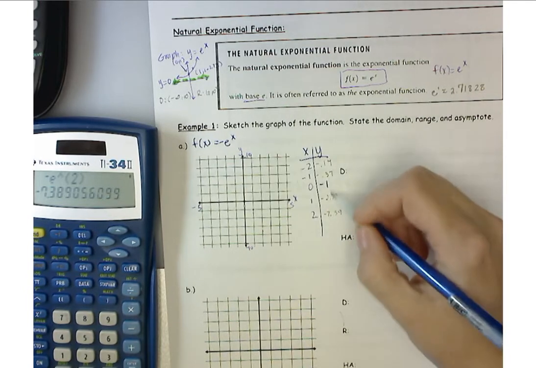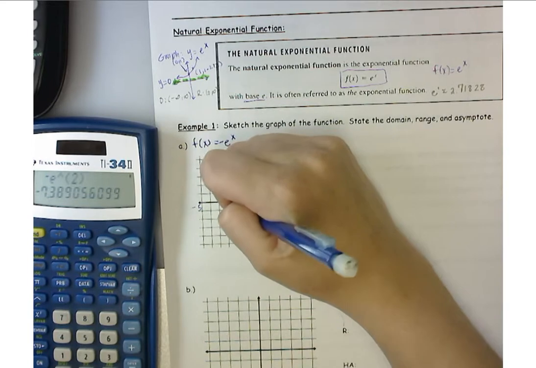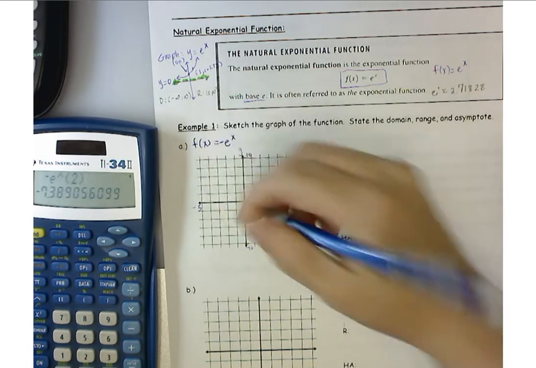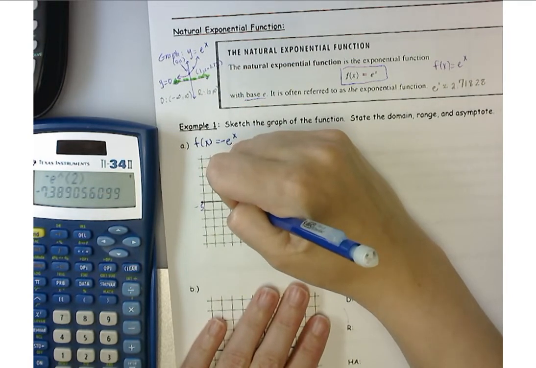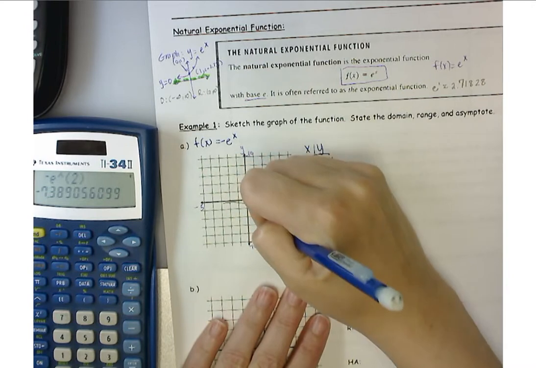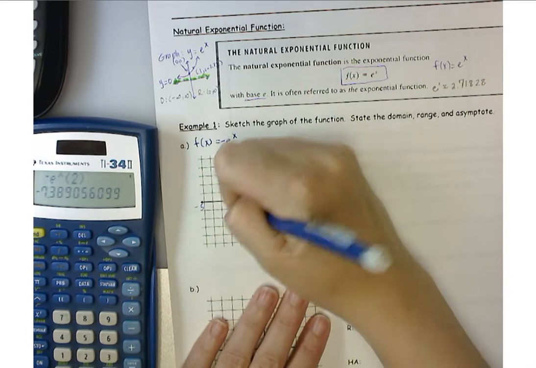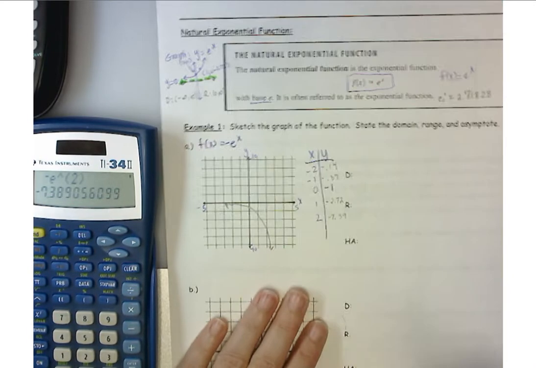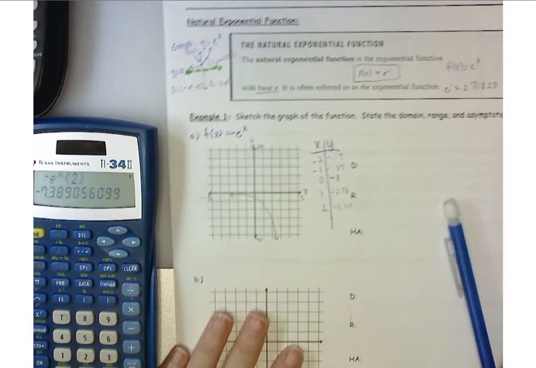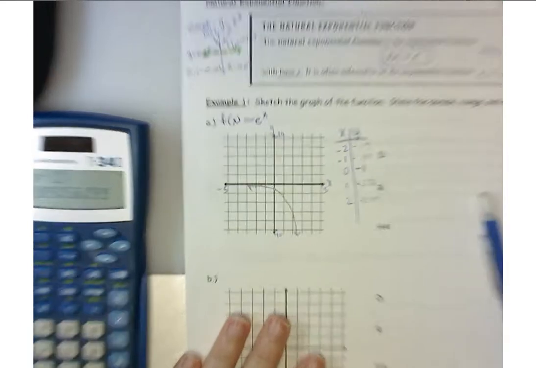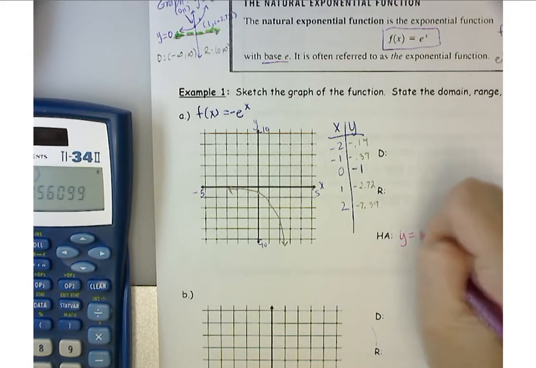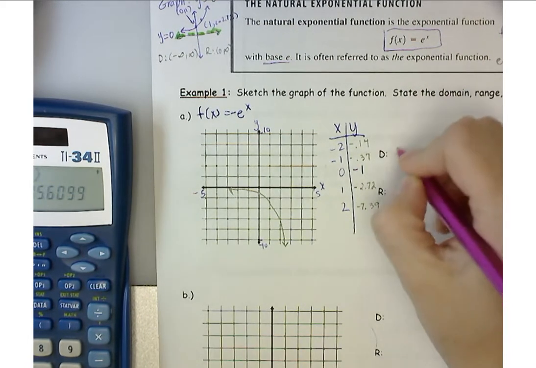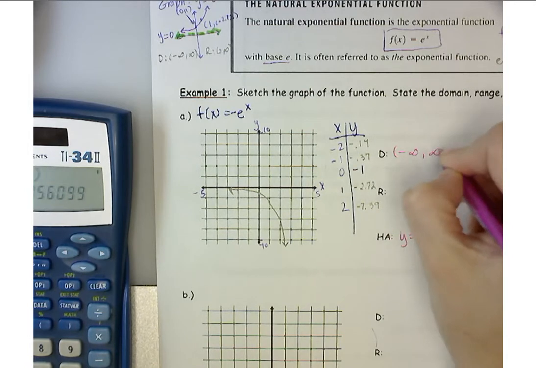And then I can see that these values continue to do what? Good. They're going to get closer to 0, which is our x-axis, which means, Kelly, what's going to be our horizontal asymptote? Good. Okay, and then don't forget your y equals, like she said, y equals 0. Your domain, similar, all real numbers.